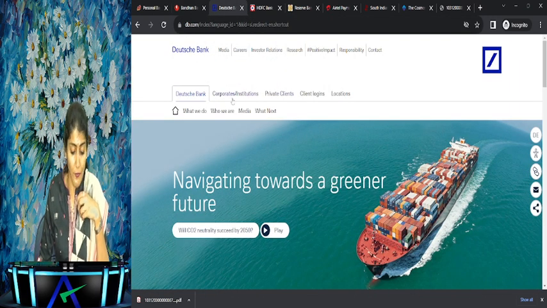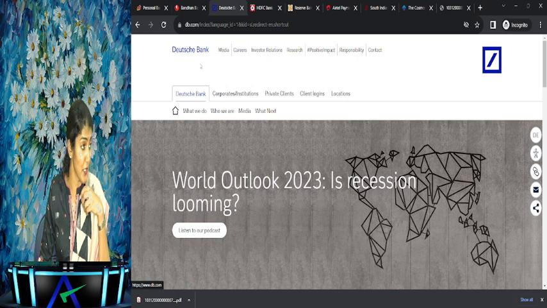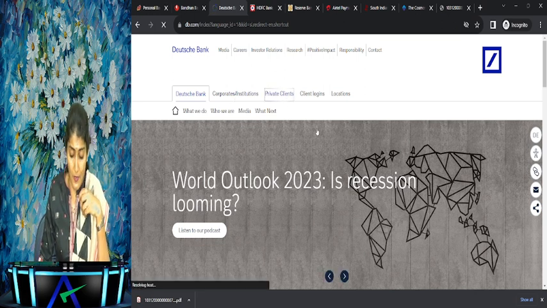Then we also have a foreign bank called Deutsche Bank. Deutsche Bank again talks about the private clients, the world outlook, and again the client logins, the media, career, and so on.